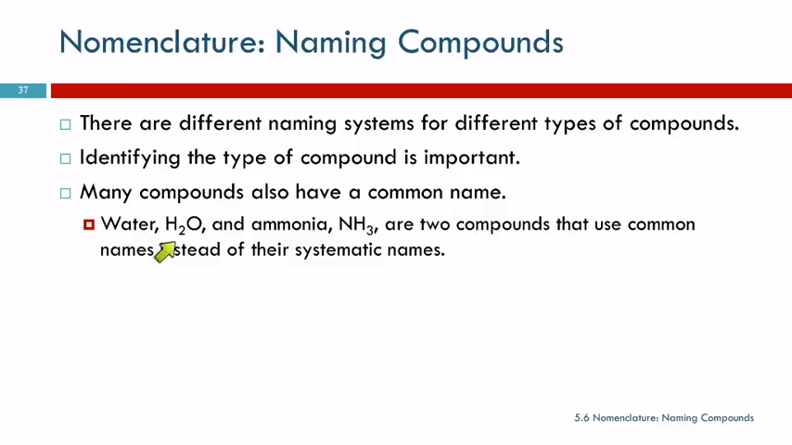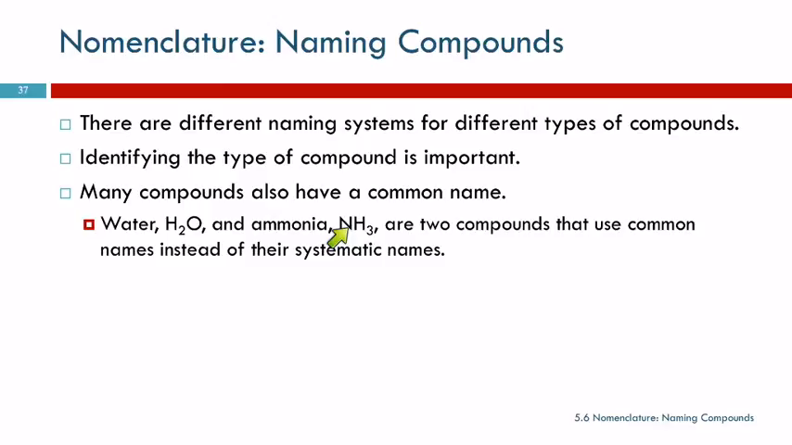So water, H2O, I think you all probably know that one already. There is a systematic name for water. It would be dihydrogen monoxide. That sounds scary. Go home and tell your mom, we drank dihydrogen monoxide in lab today. I think I'm going to die. It's just water, right? But it's always referred to as water.